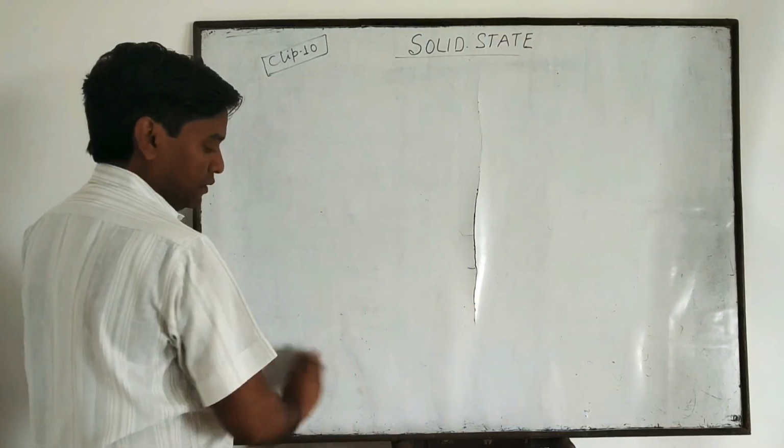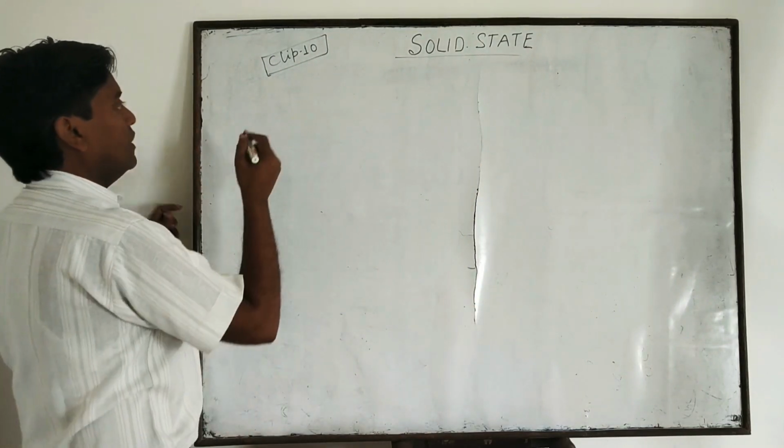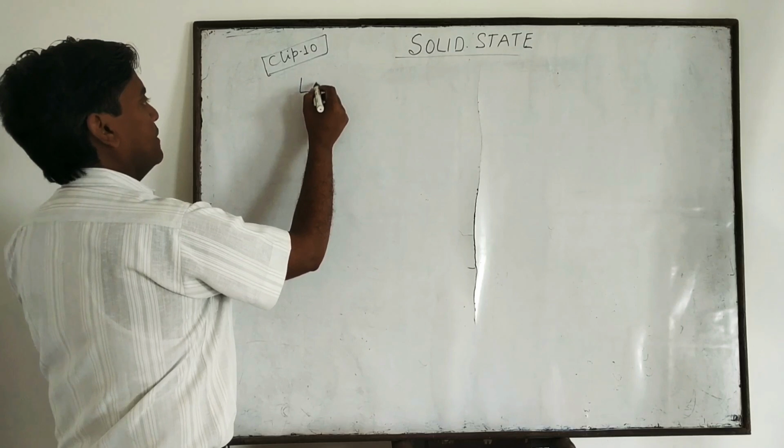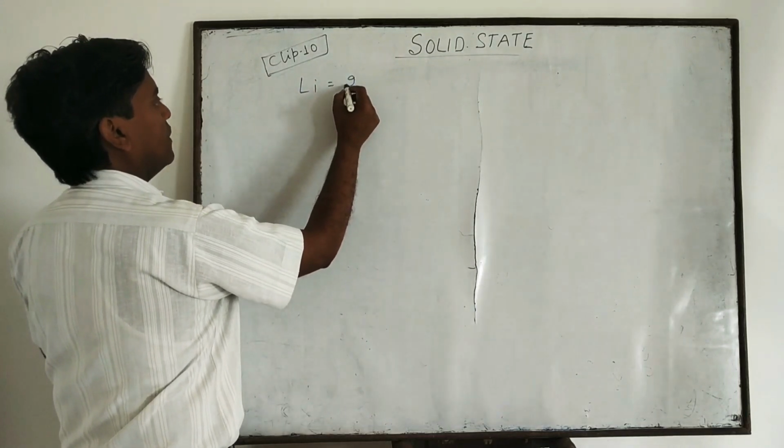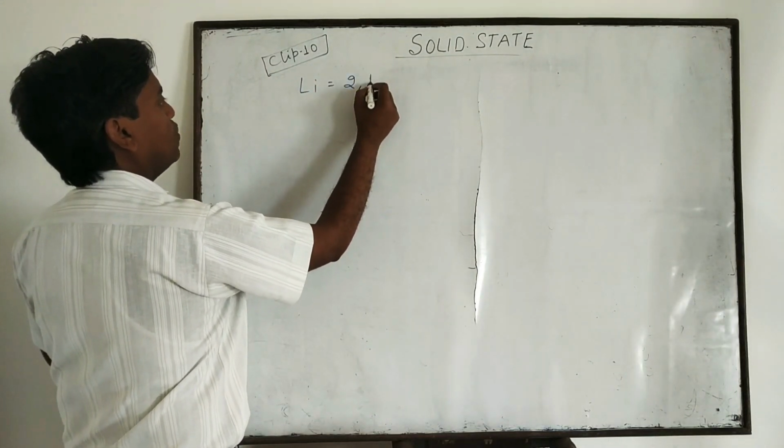Students, you see that is lithium, and the atomic number of lithium is 3, that is 2, 1.